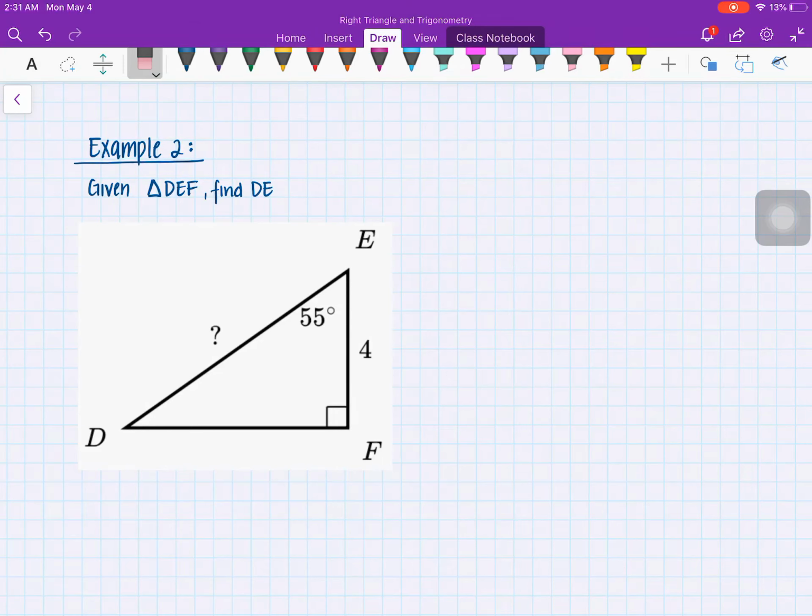Alright, so let's go ahead and get started on example 2 here. We are given the triangle DEF, and we are asked to find the side DE. In order for us to find the side DE, we need to determine what we're given first based on the angle and the sides. So I do want to go ahead and write our acronym here of SOHCAHTOA.